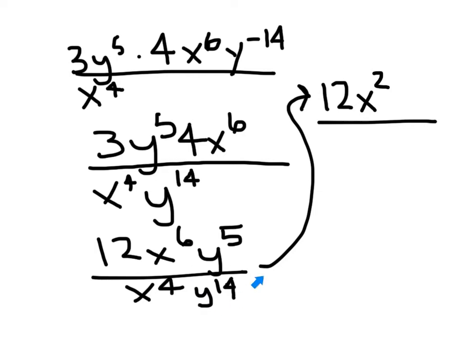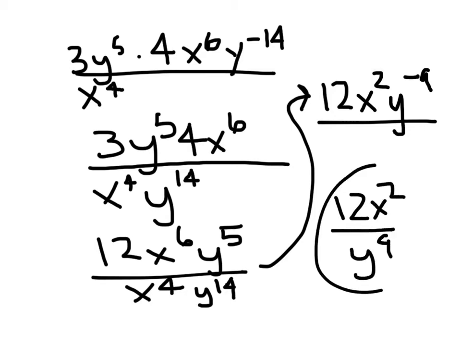divide the y to the 5th by the y to the 14th, I'll have a y to the 5 minus 14 is negative 9, but I should rewrite that as 12x squared over y to the power of positive 9.